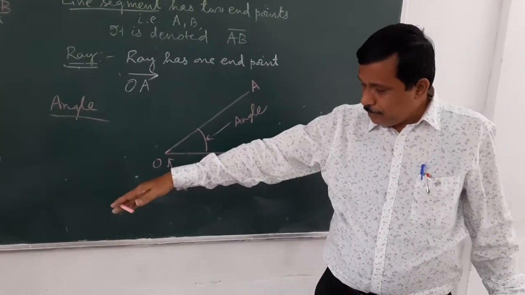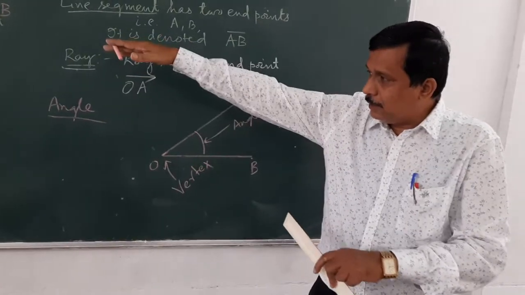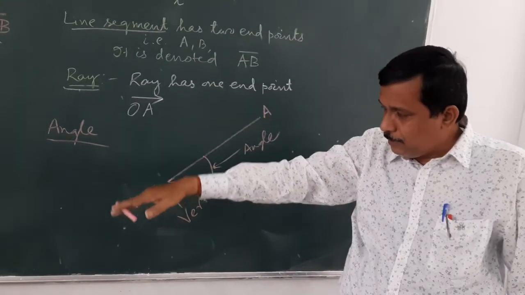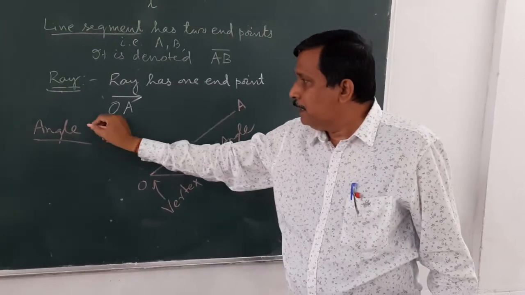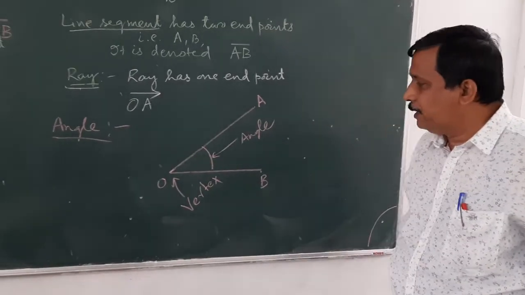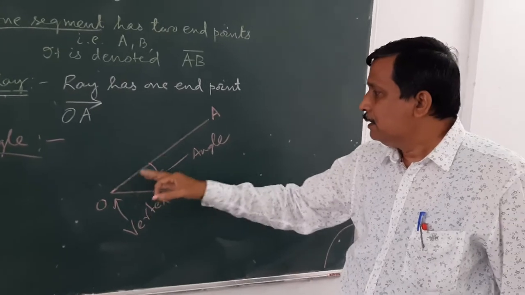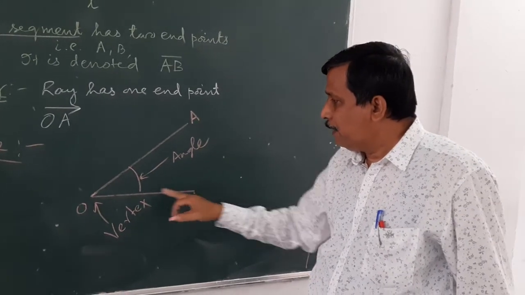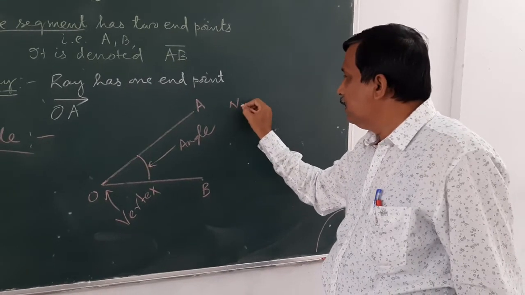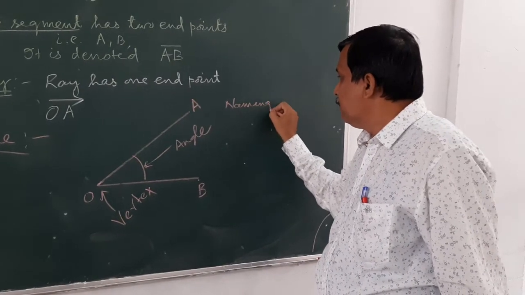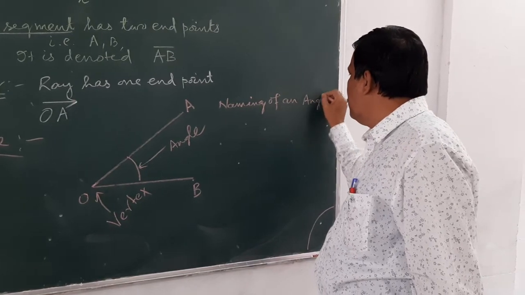Just if you see here, suppose this is my hand, and it is connected with the body. Suppose I am forming this angle. So this is one type of angle. This is another angle. This is another angle. In this manner you can make many angles. So the angles are of different types, but every angle has two sides and one vertex. And how do you name it? Naming of an angle.